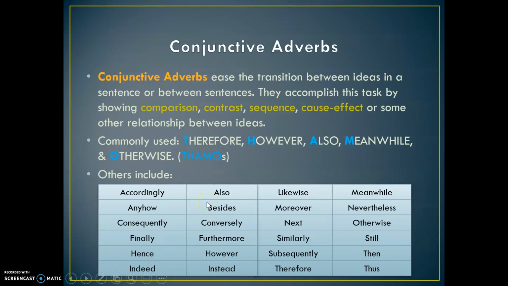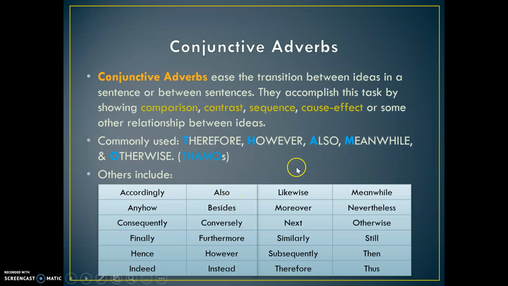Finally, we have our conjunctive adverbs. So our acronym for conjunctive adverbs is THEMO, okay? And we call them THEMOs, but the S doesn't actually stand for anything, just like in SWABIES. So our most commonly used conjunctive adverbs are therefore, however, also, meanwhile, and otherwise. But I have some more on the bottom of the screen here for you if you want a more complete list of conjunctive adverbs.